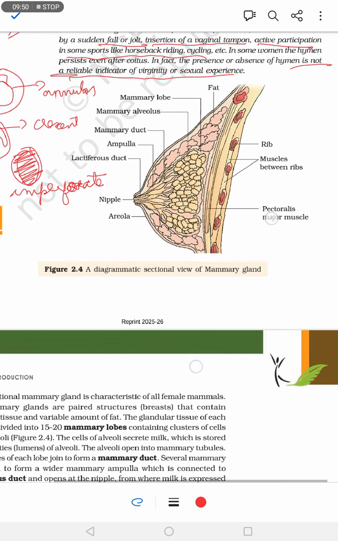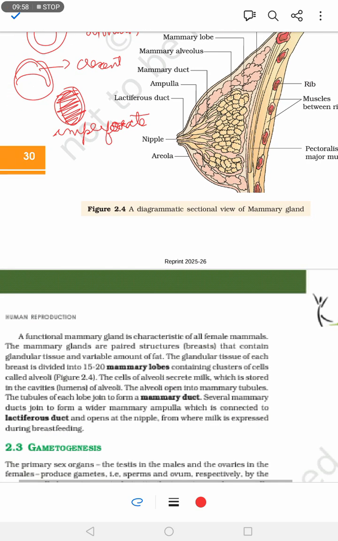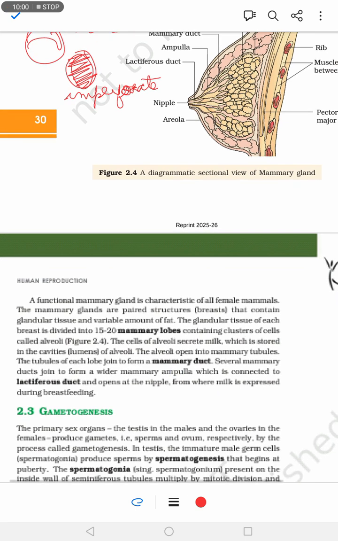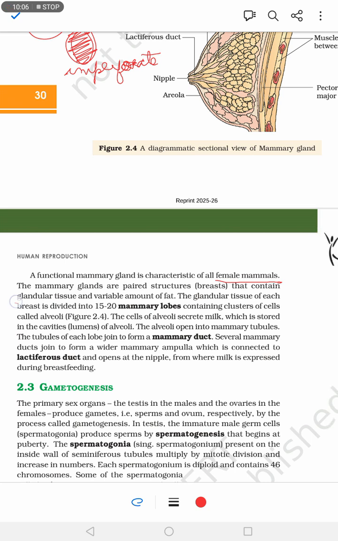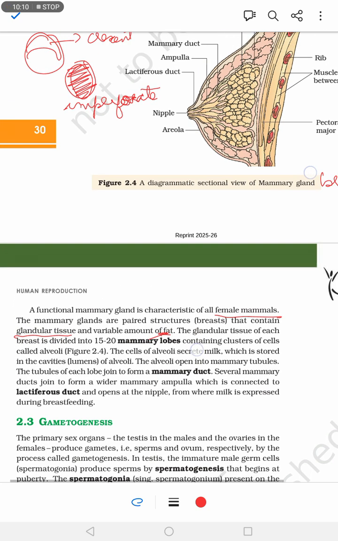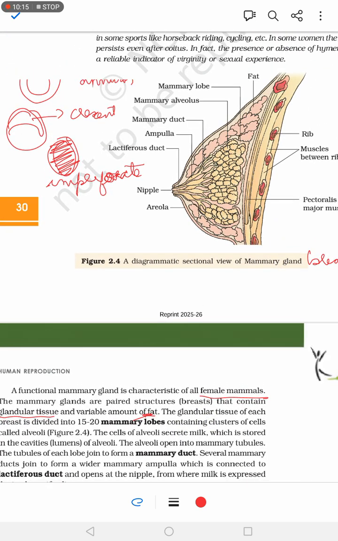Next is the mammary gland. There are two mammary glands. The mammary gland, or the breast, is found in females, and it is found in all female mammals. So it is a paired structure. It contains mostly glandular tissue and fat inside. So it is filled with fat, as you can see. In the mammary gland, most of the content is fat.